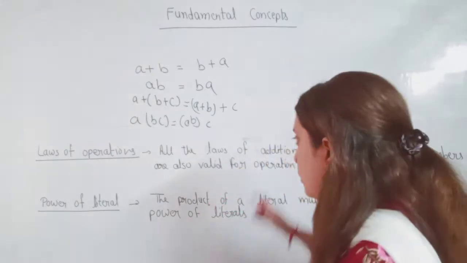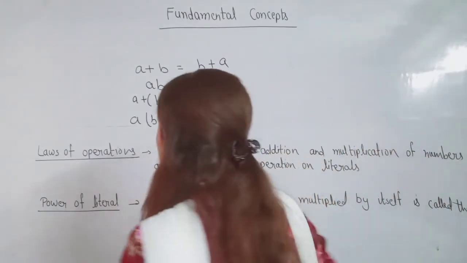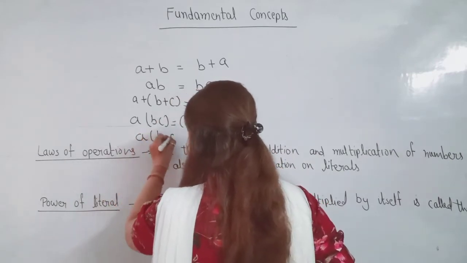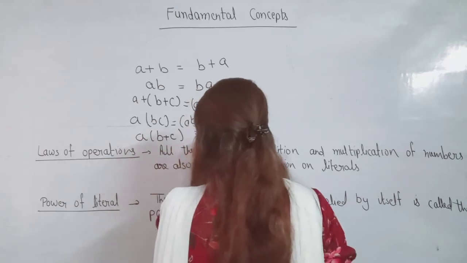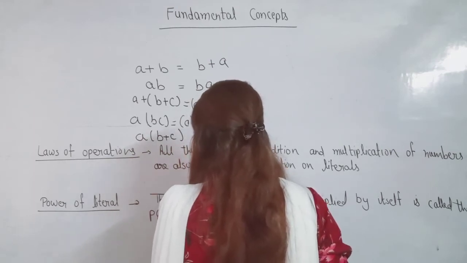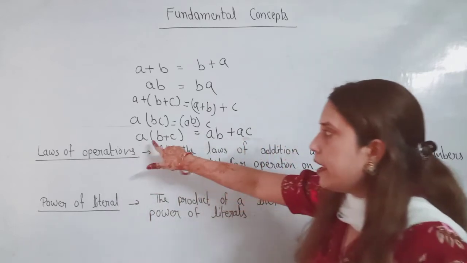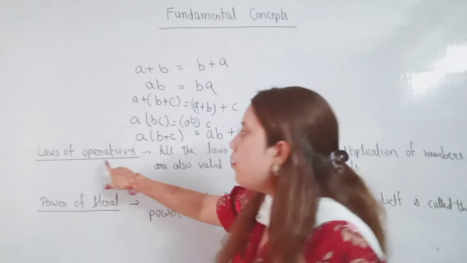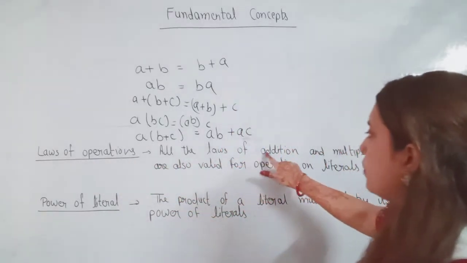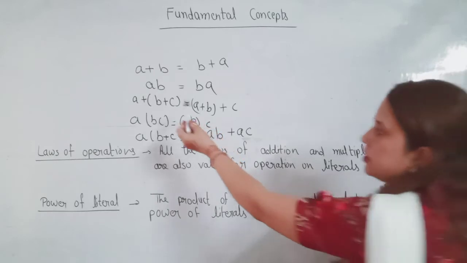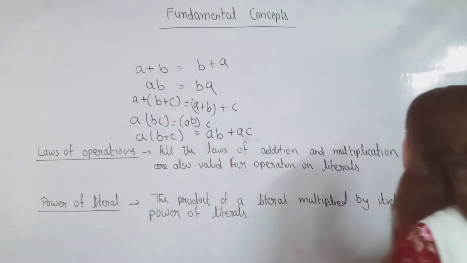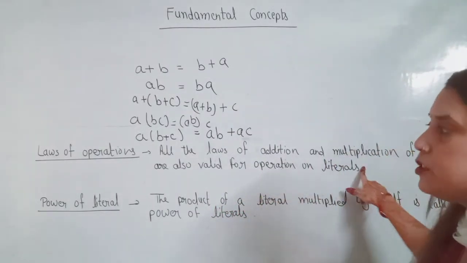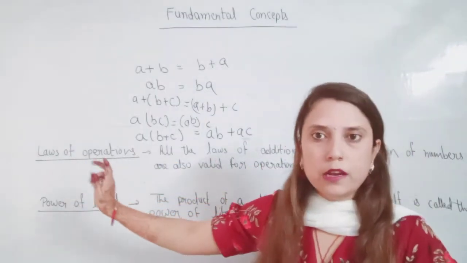Okay beta, now you can say one more law, like A into B plus C is equal to AB plus AC. Distributive law. A into B plus C is equal to AB plus AC. Law of operations: all the laws of addition and multiplication of numbers are also valid for the operation of variables or literals.